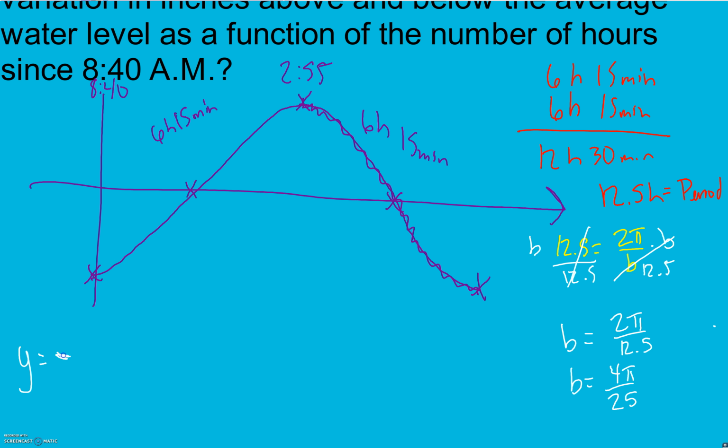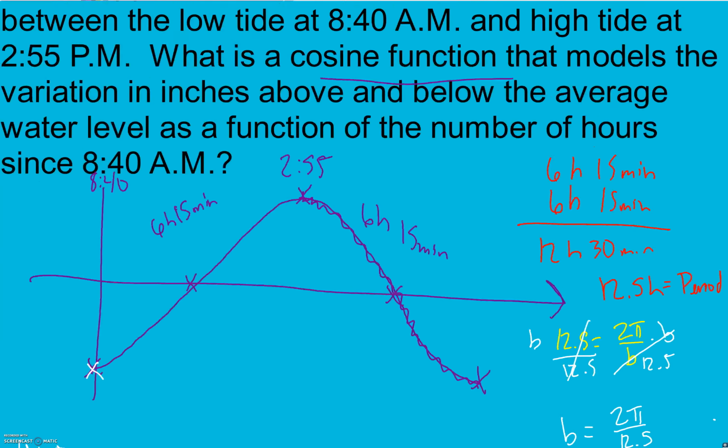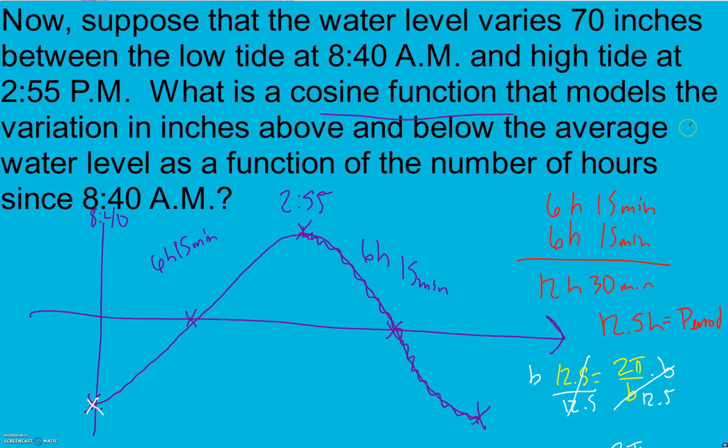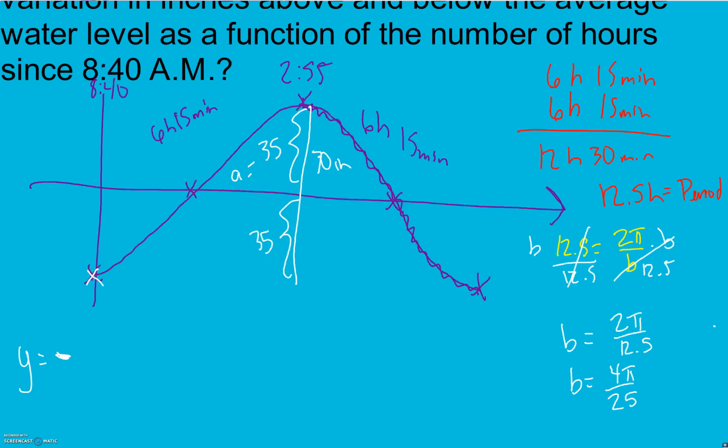Again, I know my a value is going to be negative because I started out at my minimum. And it told us up here that the water level varies 70 inches from low to high, which means it's 35 on each side, half. So that's going to be my a value, my amplitude. Our amplitude is how far away from the middle our maximum and our minimum are. Here it's 35. So I have negative 35 cosine of 4 pi over 25 t.